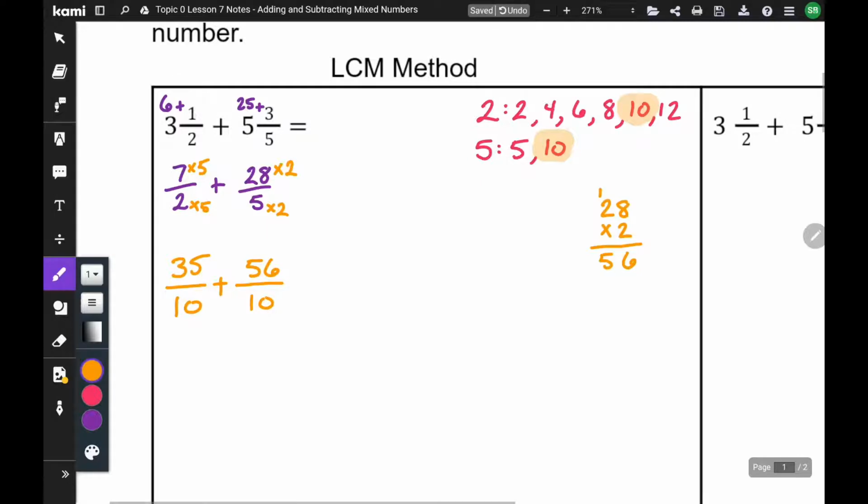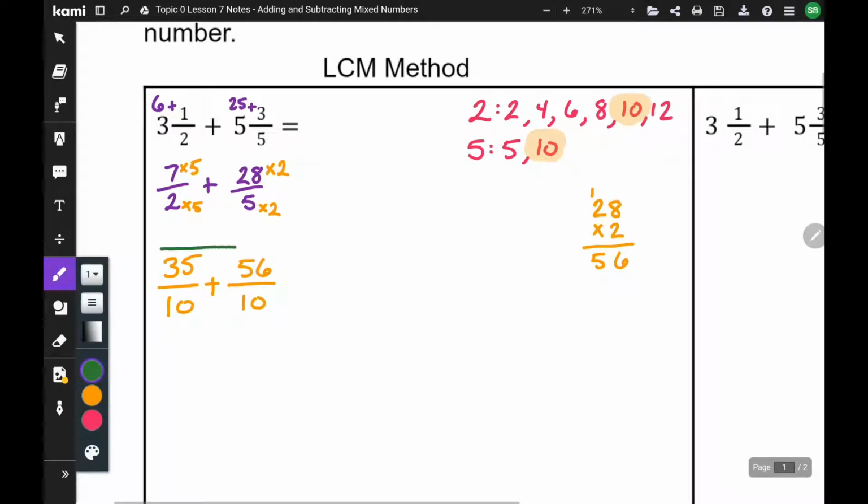Now, when adding our fractions, we have a common denominator, so now I can finally add them. Remember, to do that, I add straight across the top. So I'm going to add 35 plus 56.